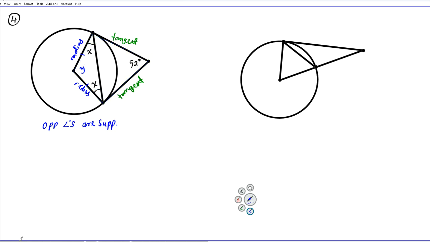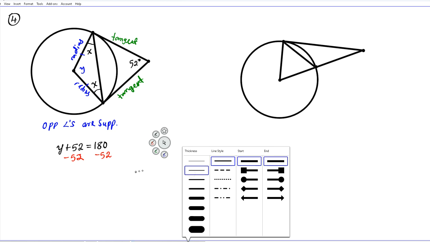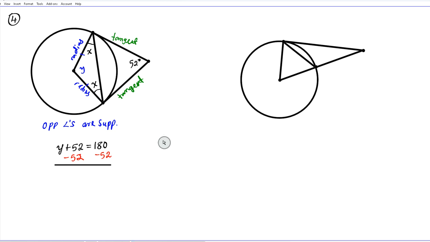Okay, so with that setup, we know that y plus 52 is going to be 180. Okay, so we subtract 52 from both sides. We're going to get a value of y. Y is going to be 128 degrees.